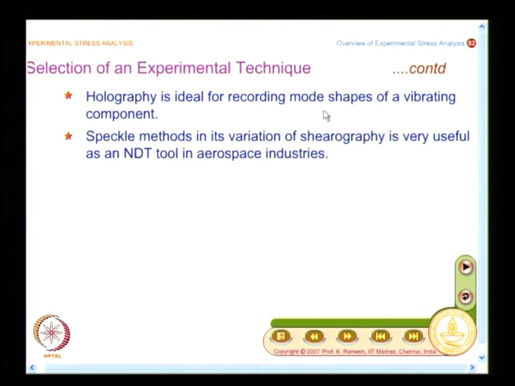Suppose I want to do it for a turbine blade, which has a complex aerofoil shape, and it is also twisted. That is where holography came to the rescue, because it is essentially an out of plane measurement technique. It found interesting application in finding out the mode shapes of a vibrating component.